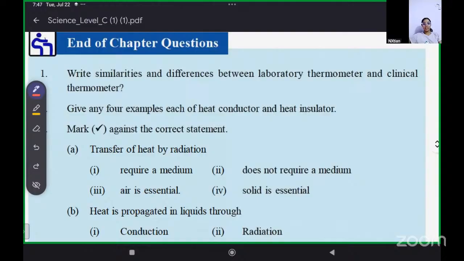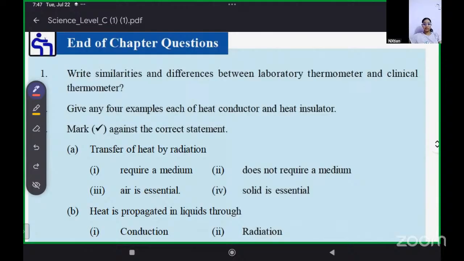They both have to come in contact with the substance or object to measure the temperature, right? The laboratory one also needs to be immersed in the solution, and the clinical one needs to come in contact with us to measure the heat. So these are the similarities between laboratory thermometer and clinical thermometer.